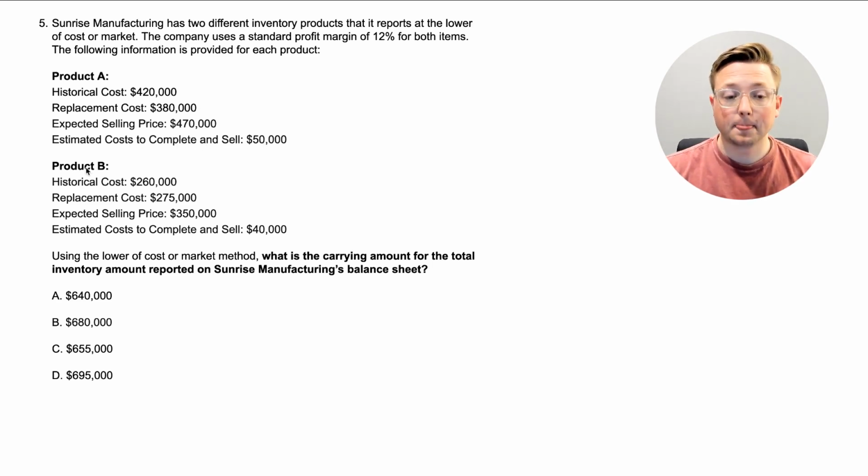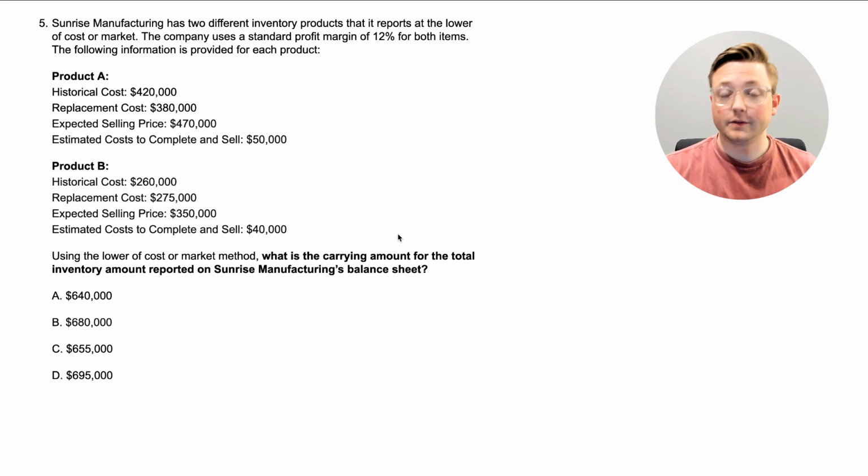For product B, they have a historical cost of $260,000, a replacement cost of $275,000, an expected selling price of $350,000, and estimated costs to complete and sell of $40,000. With all that information, we need to figure out the lower of cost or market for product A and for product B, so that we can then determine the total carrying amount of the inventory after you add those 2 up. So you're going to have to do it twice and then add up the carrying amount for each of them to be able to get this answer.